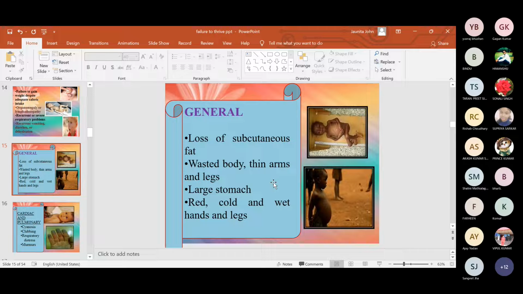Next is a large stomach. Stomach है large but no muscle fat, only filled with fluid or something or the other. Next is red, cold and wet hands and legs. एकदम hands red होंगे, cold होंगे, and they will be having sweaty hands, which you can say perspiring hands or legs. हाथ और पैर में हमेशा wetness will be there. Understood? Large stomach of the baby you can see in the second picture. Very clearly it is shown.